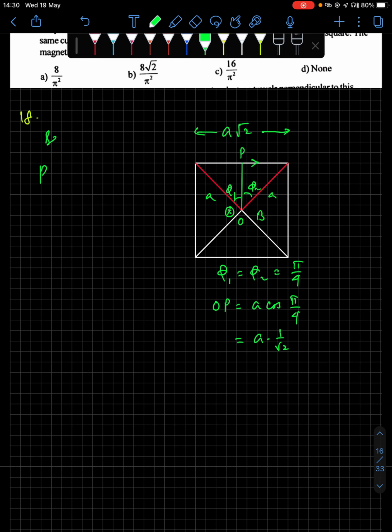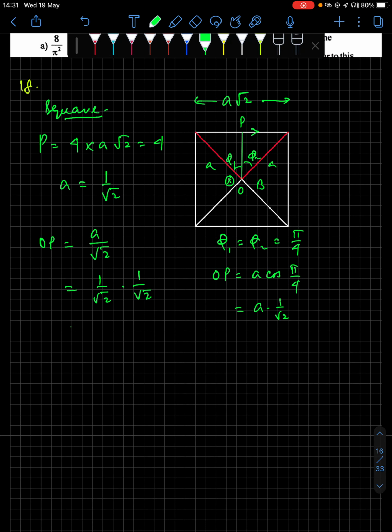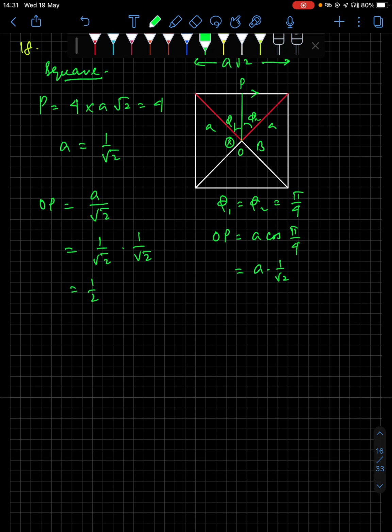Now it is given for the square, the perimeter is 4 times the sum of the sides, right? So 4 into A root over 2. Now this value is given to be 4 in the question. Therefore the value of A comes out to be 1 by root over 2 from here. So with that perspective, OP will become what? OP is A by root over 2, so 1 by root over 2 into 1 by root over 2, that is half. OP is half. Yeah, so we'll be using it ahead.